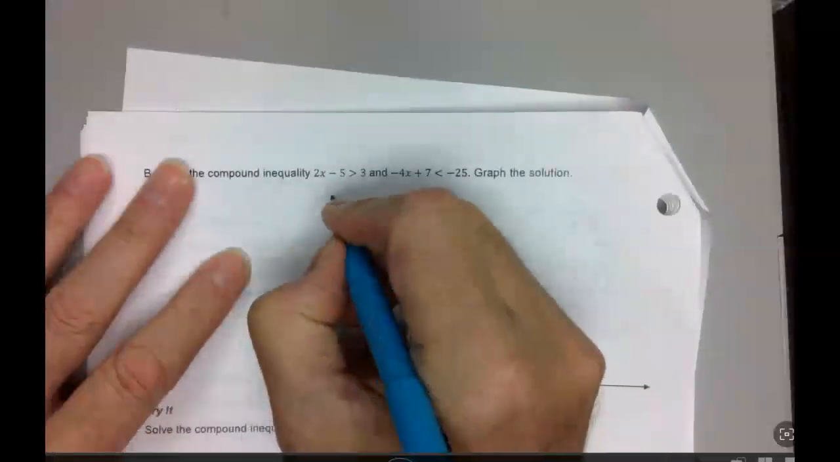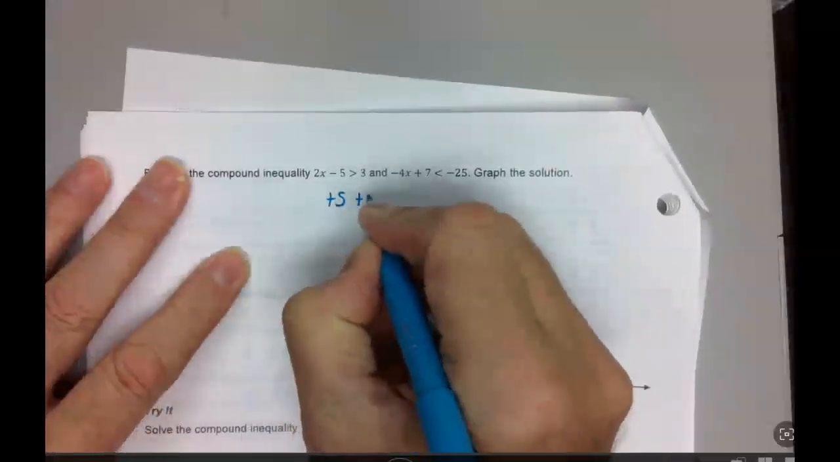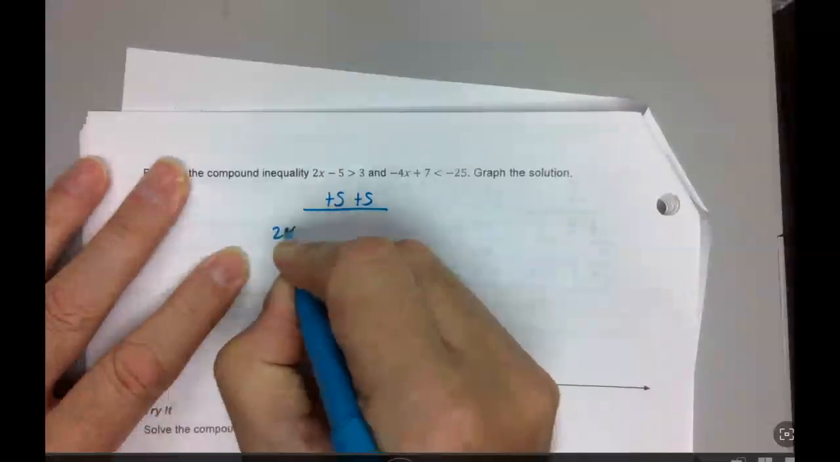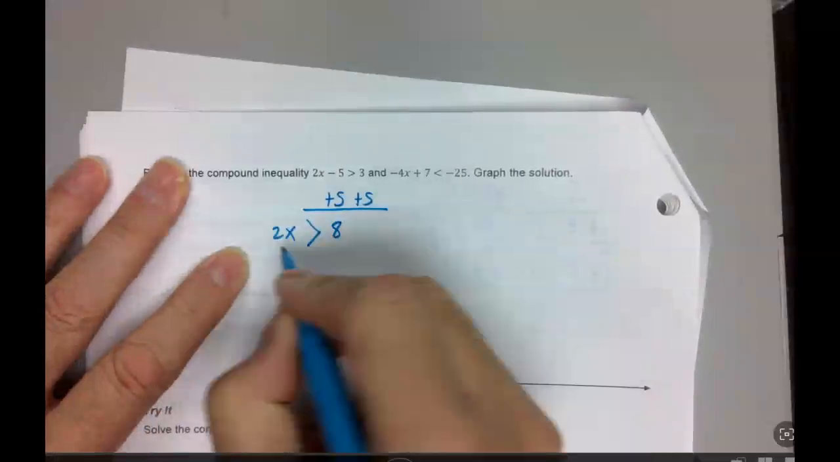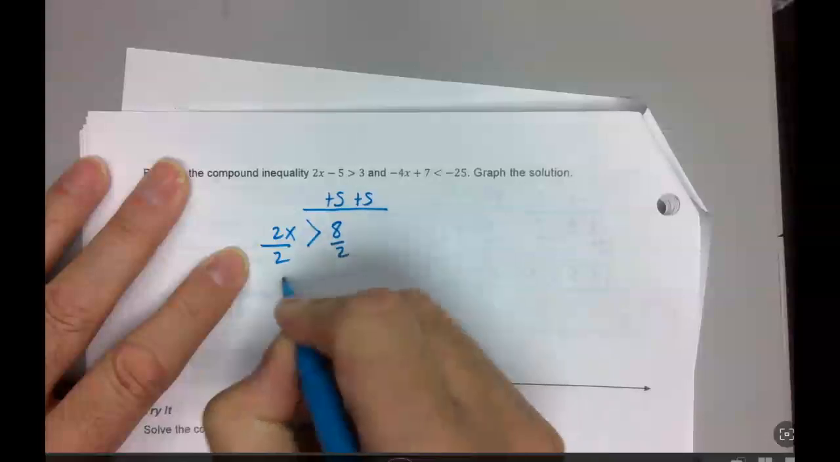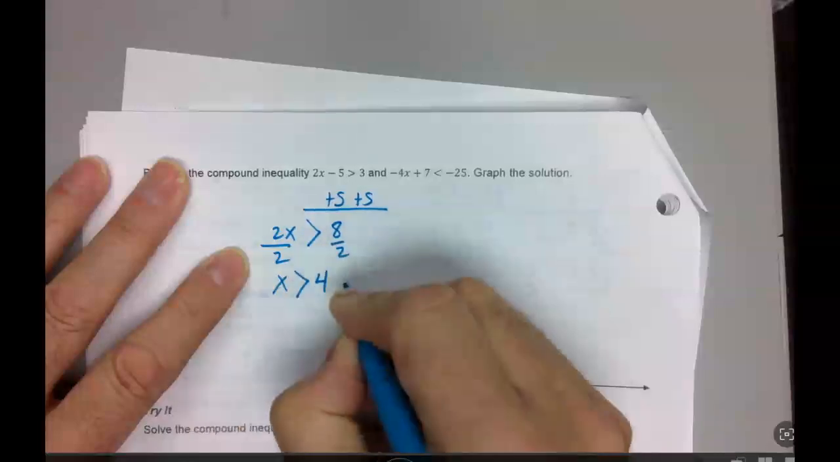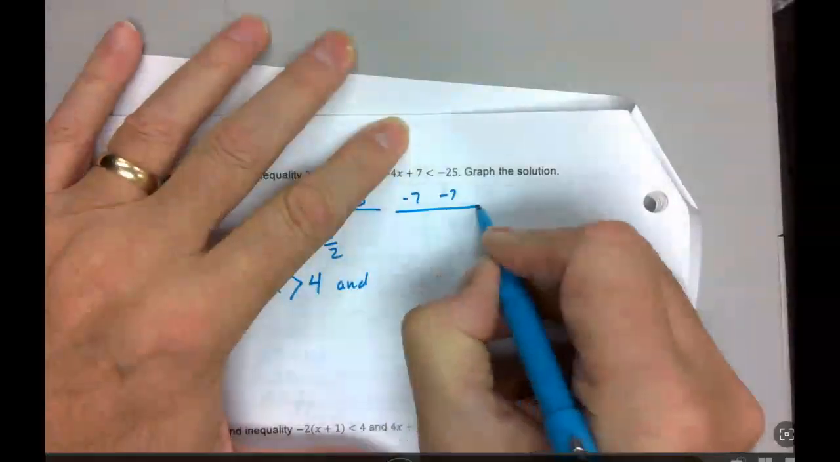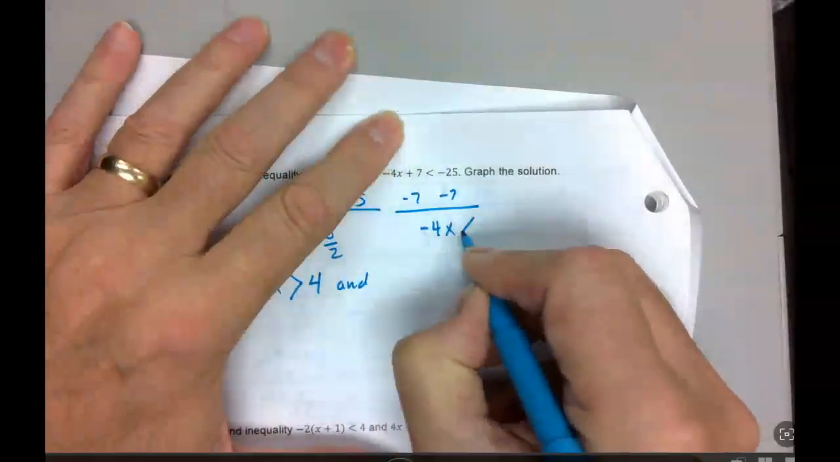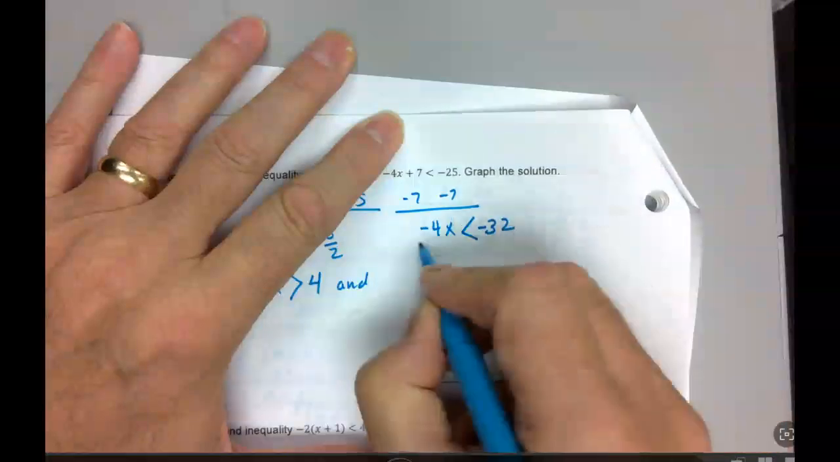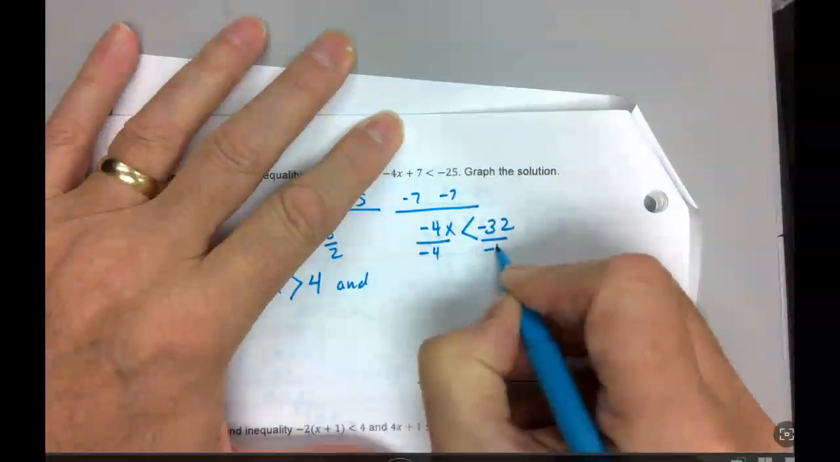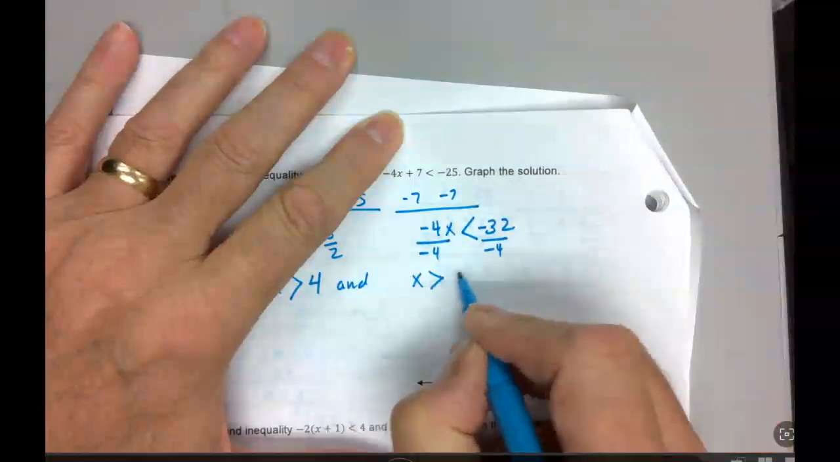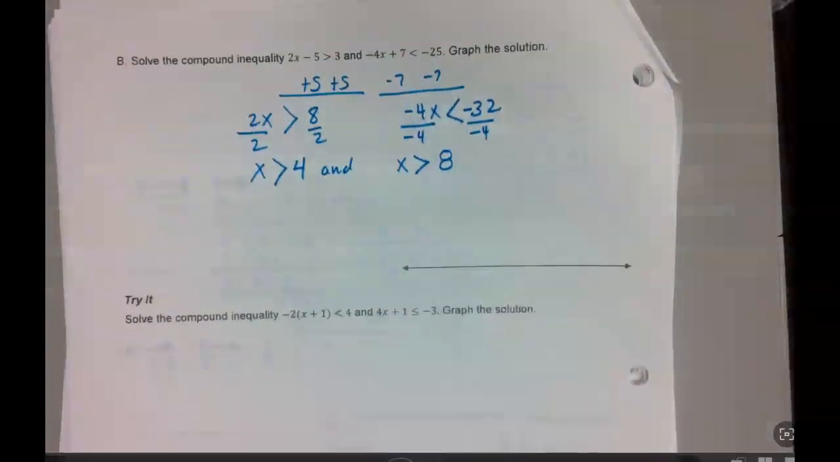Okay, here's an AND problem. So we're going to add 5 to both sides. So we get 2x is greater than 8. Divide by 2. X is greater than 4. And subtract 7. So negative 4x is less than negative 32. Divide by negative 4. Got to reverse the inequality. Negative 32 divided by negative 4 is positive 8.